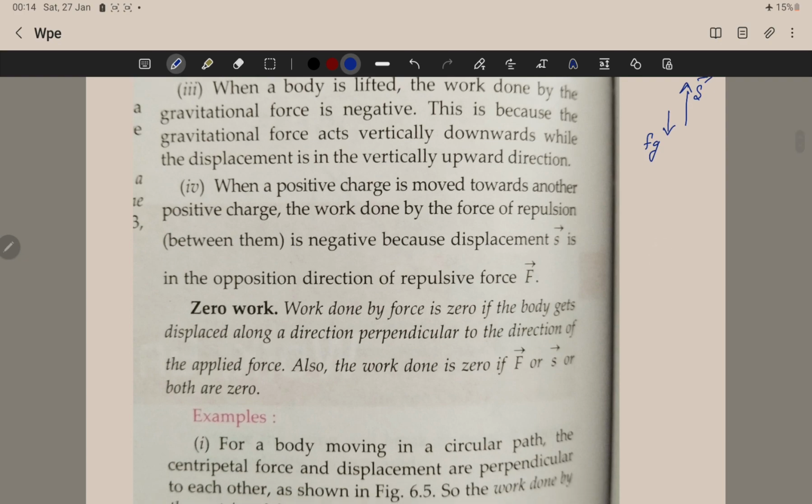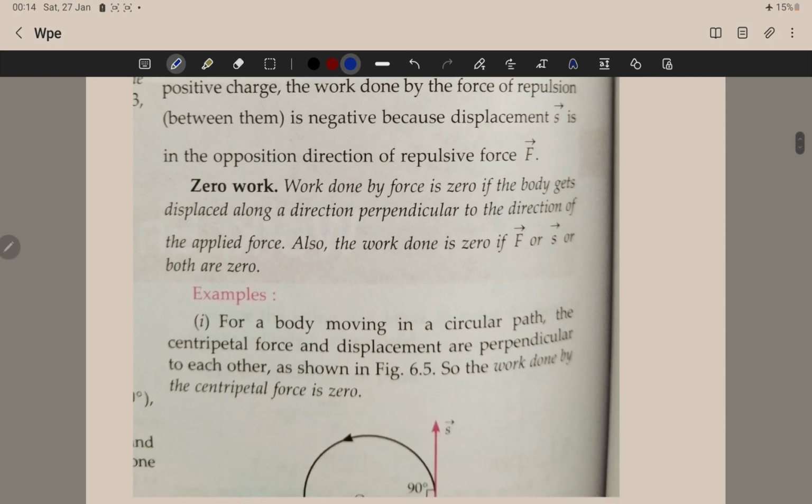These are the examples. Now the zero work done. Work done by a force is zero if the body gets displaced along the direction perpendicular to the direction of the applied force. So work done is zero when theta becomes 90 degrees, meaning we are applying the force in the x direction.